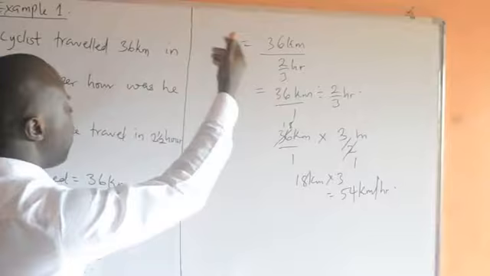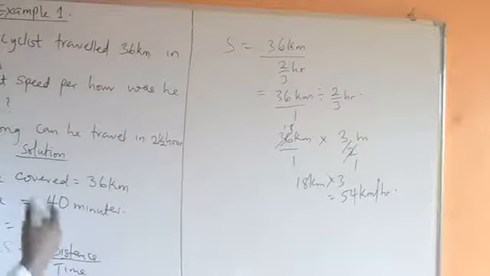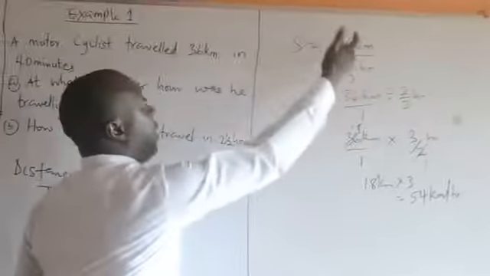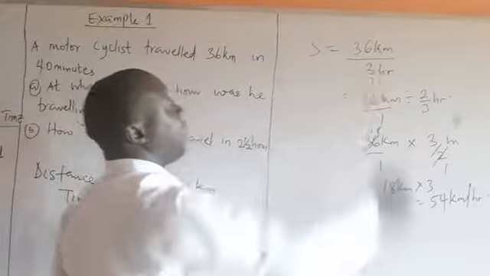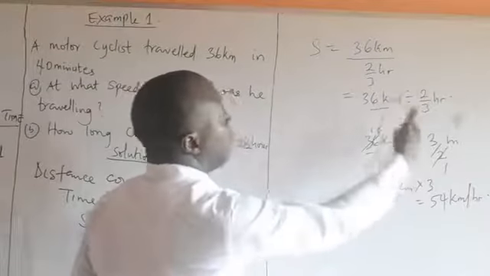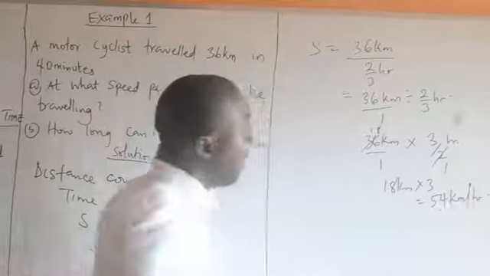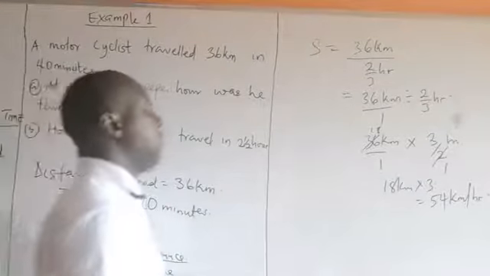Then we go back to the formula. Speed is equal to distance over time. The speed is 36 kilometers divided by 2 over 3 hours. So at the end of your calculation, you end up getting 54 kilometers per hour.